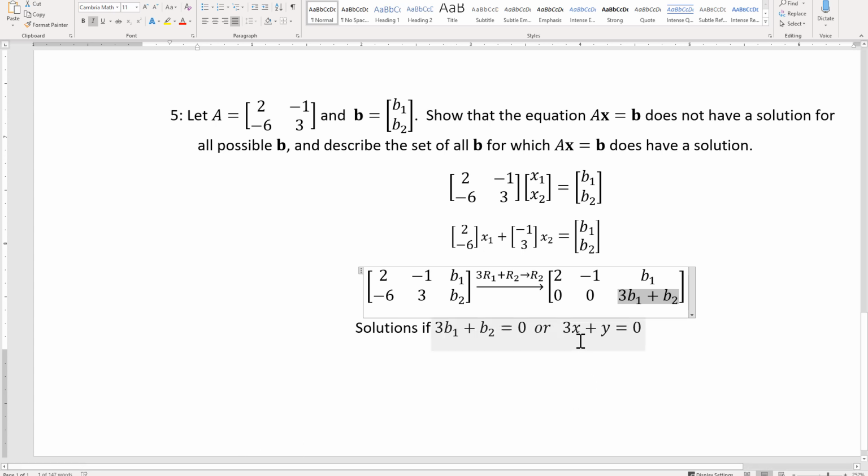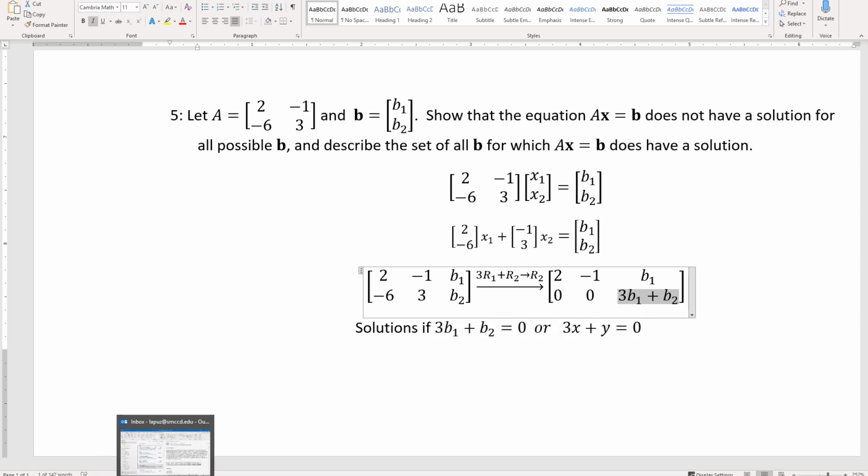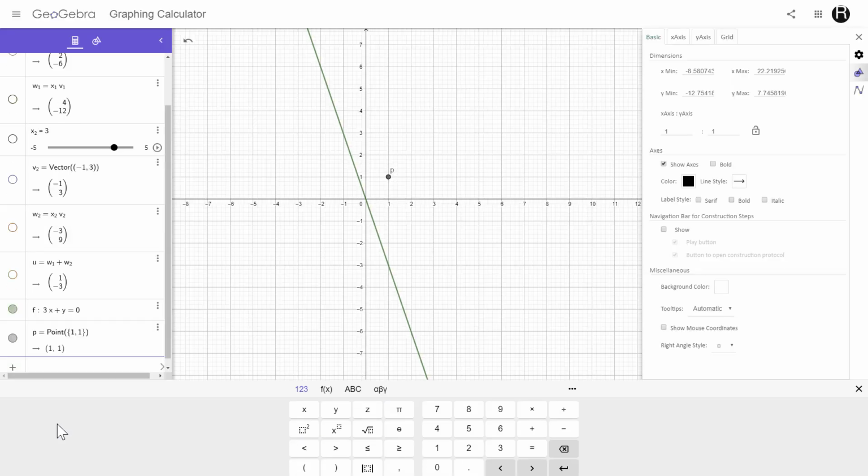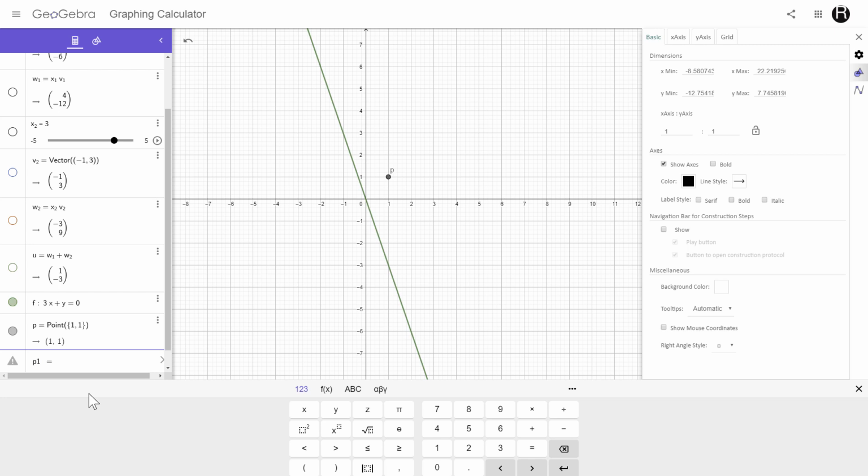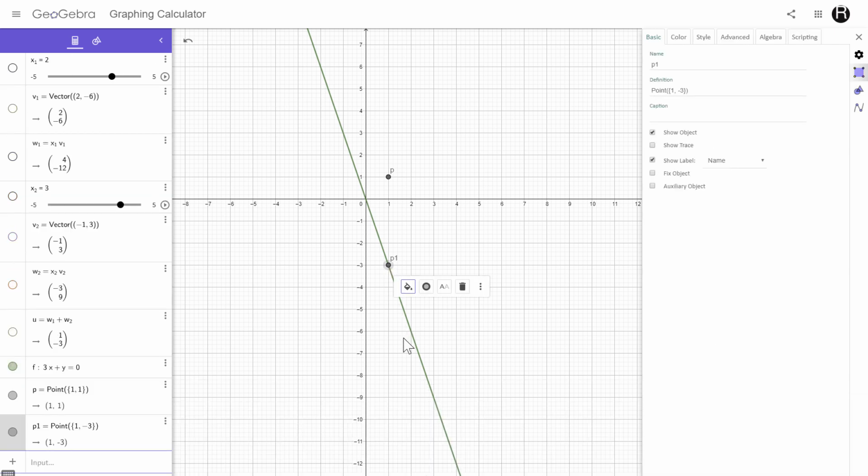So if I pick any point, like let's say when x is equal to 1, y is equal to negative 3, so 1, negative 3. If I pick my point instead of 1, 1 to be 1, negative 3, then I'm going to be on that line. And then with the v1 and v2 vectors, I can find a linear combination of those two vectors to land on that point. Okay?